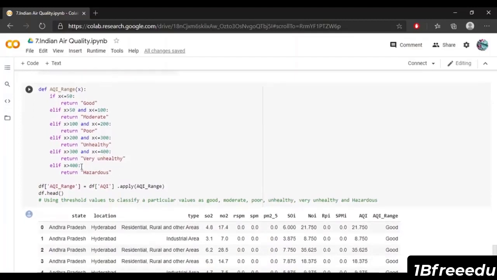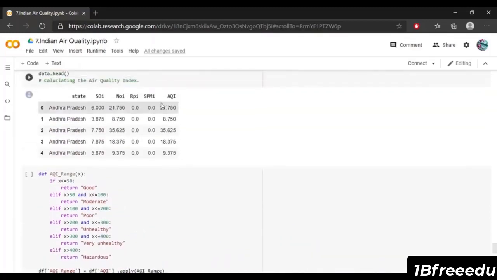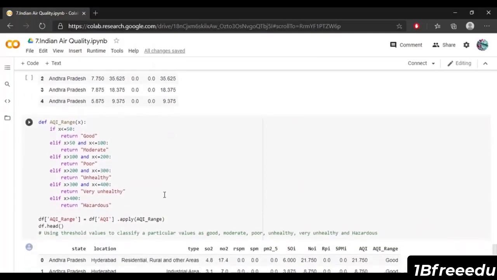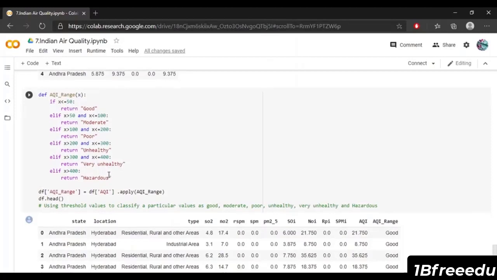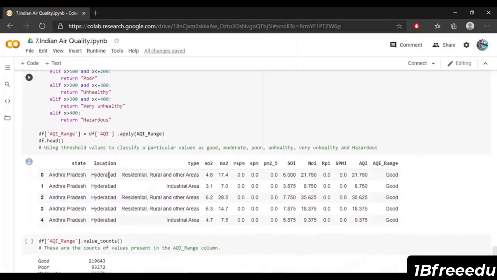And this is the air quality index. So we basically have used these AQI values and defined a range, where we have given a range between these particular values and labeled them as moderate, poor, unhealthy, very unhealthy, and hazardous. And then this is our final data set over here, which is ready for machine learning. And now we can go ahead and apply our machine learning models.